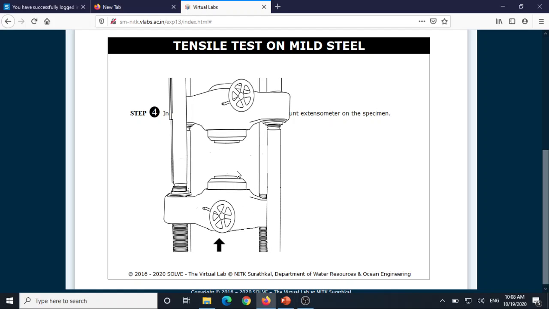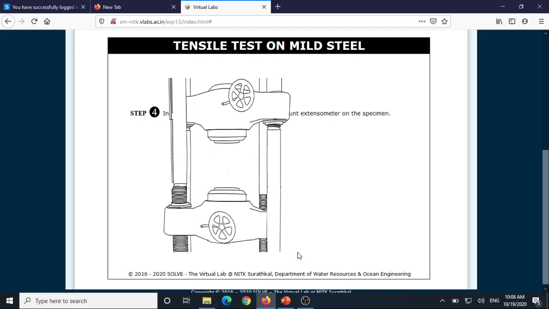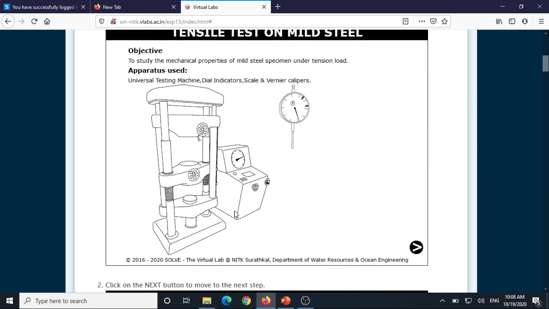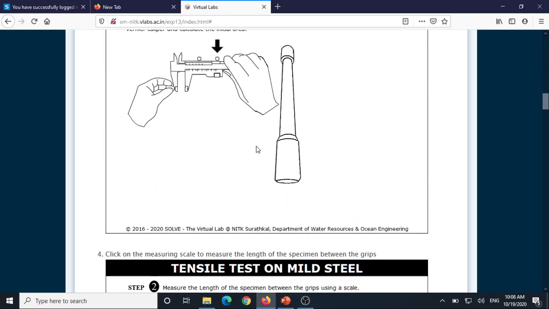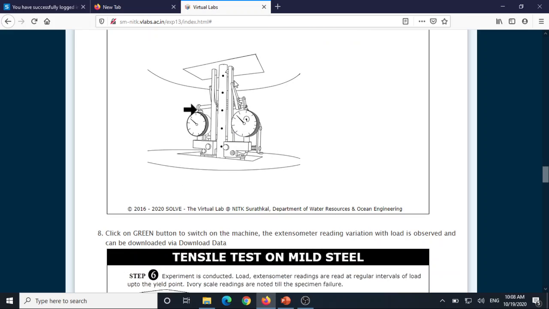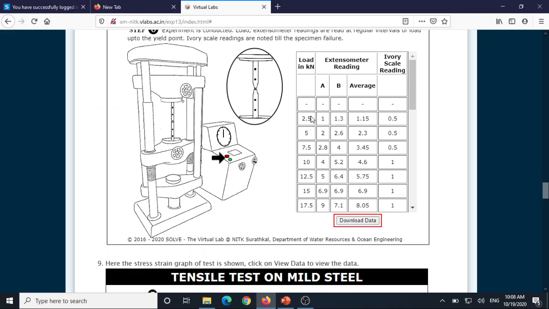And this is the universal testing machine. Now fix the specimen between the two jaws and apply the load. When you apply the load, it drags the specimen. Here you have the dial indicators and extensometer, which measure the dimensions of the extension. This is the machine. These are the dial indicators which are used to measure the length of the specimen. So just mark all the readings.